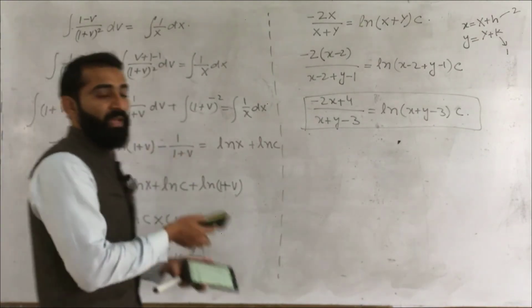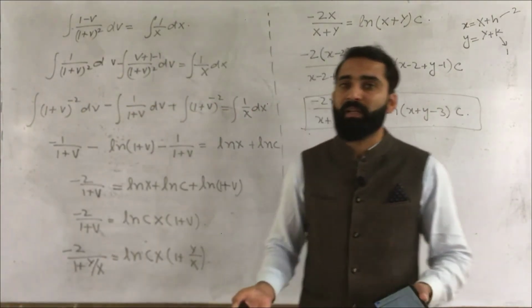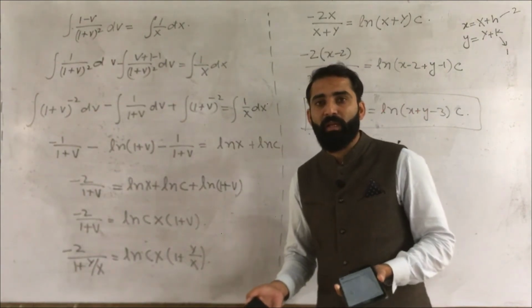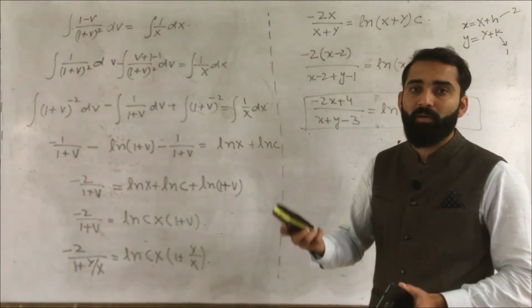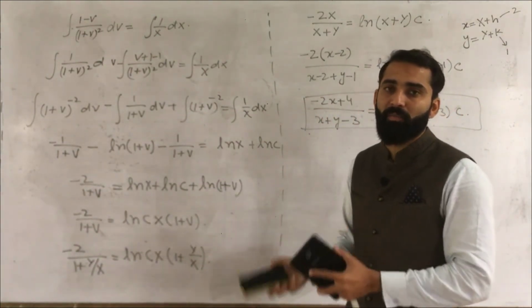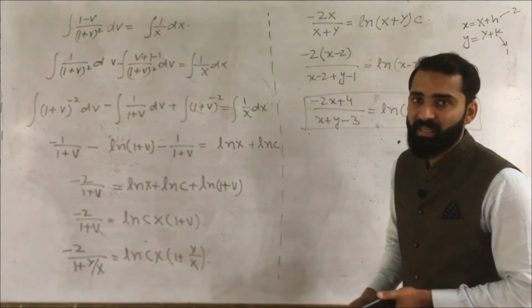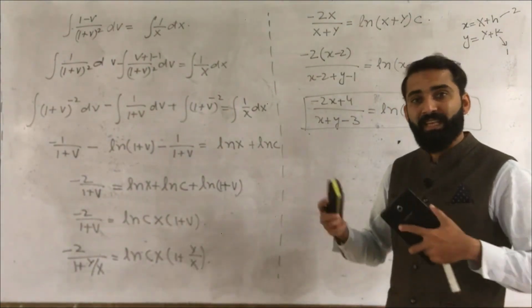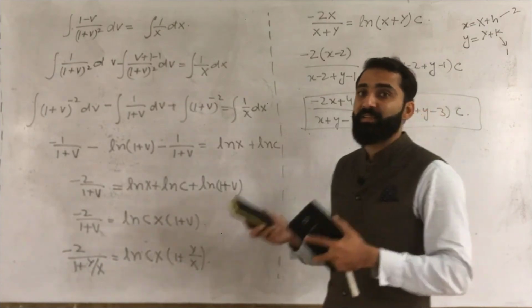This is how we can solve the non-homogeneous differential equation of type 1, in which a1 over a2 is not equal to b1 over b2. Now I am going to solve the question in which a1 over a2 is equal to b1 over b2, and that is of type 2.